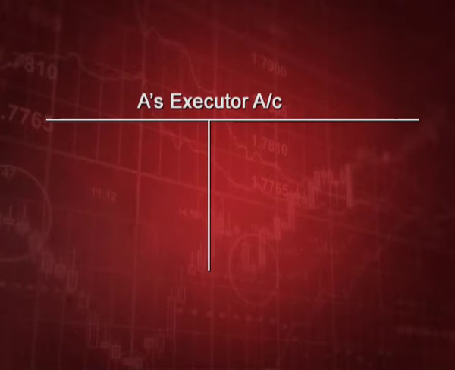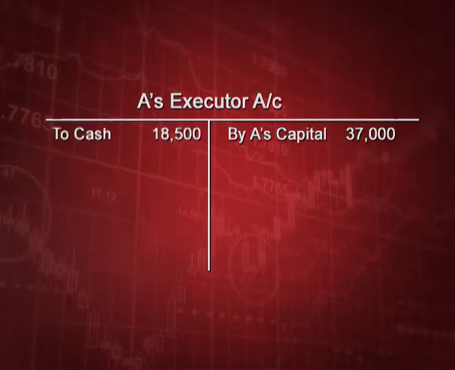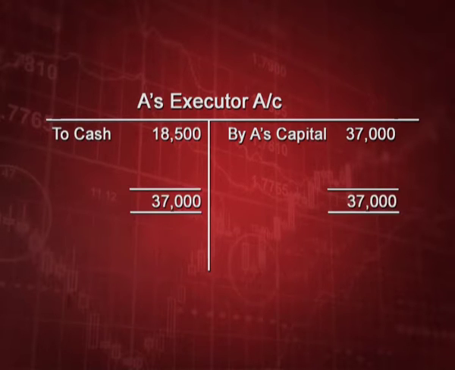Let us move on to A's executor account. On the credit side, we will transfer this 37,000 rupees, and on the debit side we will pay half of that, that is 18,500 rupees, and the remaining will be transferred to his loan account. Now, he has not asked about the loan account, but if he asks, then it will be on the credit side of the loan account, and whatever we will pay along with interest, that will come on the debit side, as we have discussed in a previous question.